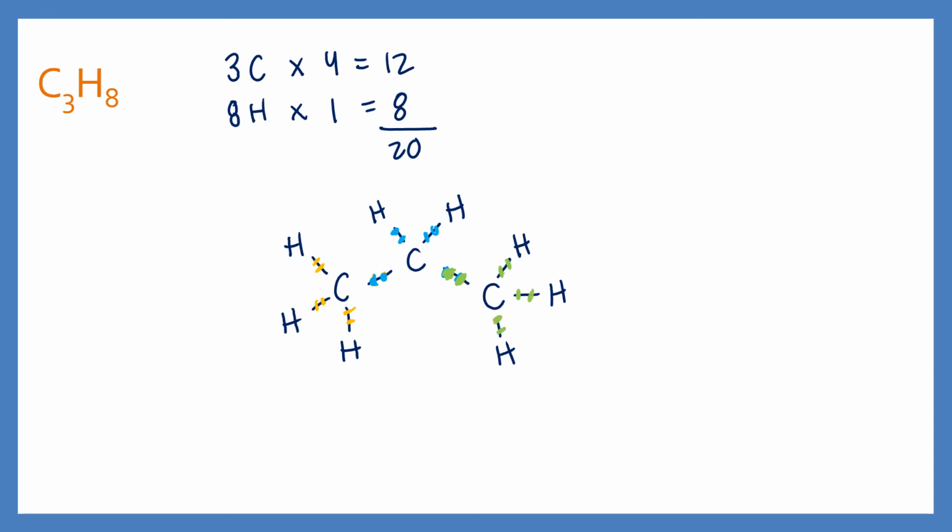Okay, so we've made it through most of our steps, right? We counted up our valence electrons, we found our central atoms, and then we arranged everything else around it, connected them all using single bonds. So let's see how many electrons we've used so far and see if we have any more work to do. So we've used 2, 4, 6, 8, 10, 12, 14, 16, 18, 20. That's all of our valence electrons, and that happens to be 10 single bonds. So this molecule is done. This is the Lewis structure for propane.